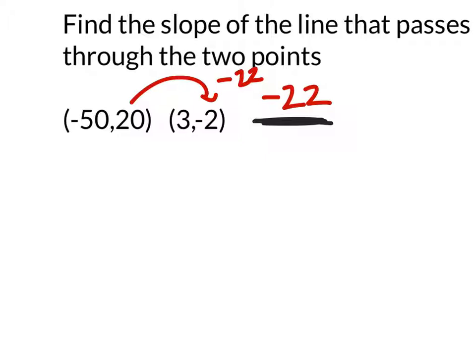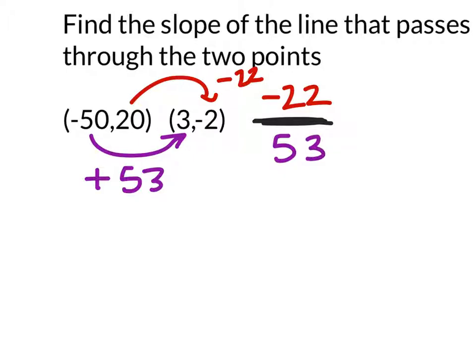So that's my numerator, negative 22. Finally, in the denominator, I'm going to find the change in the x's. So I would go from negative 50 going to the right to 3. That means I would go to the right, so that's in the positive direction, 53. And that would be our denominator. So from here we have to check and see if this can be simplified. Nope, it cannot. That is all. So that is our slope.